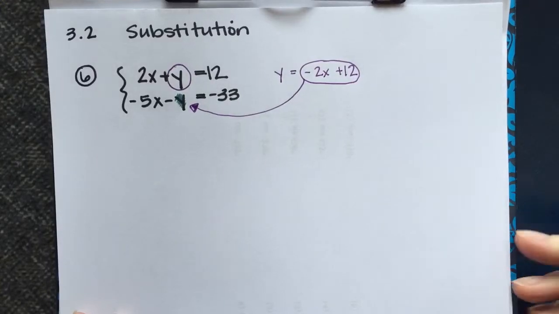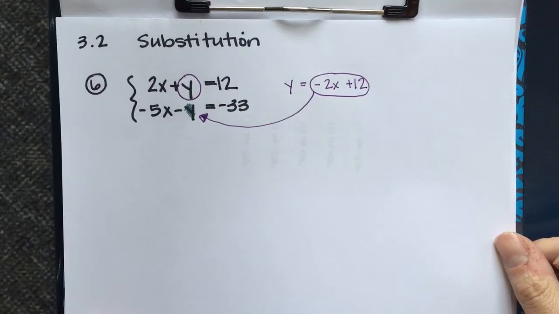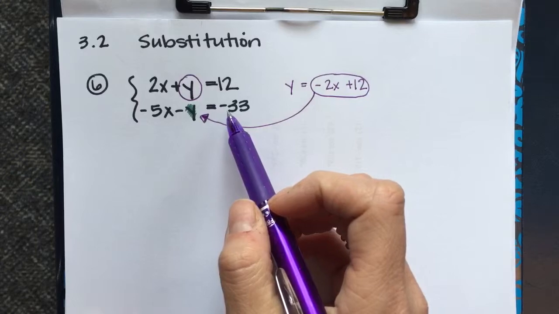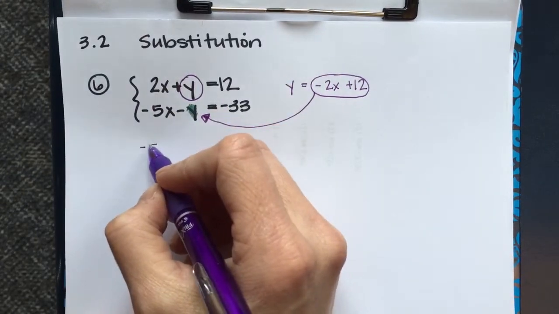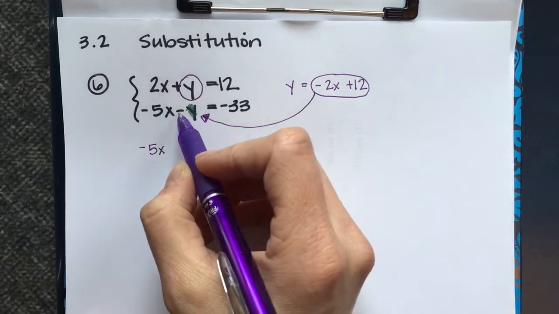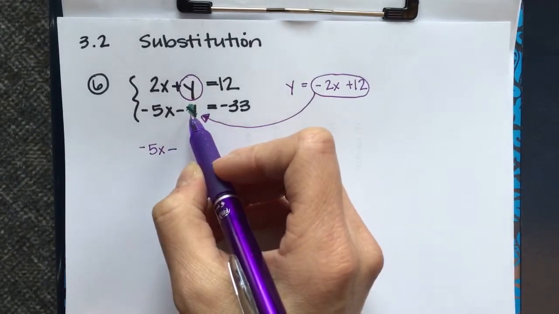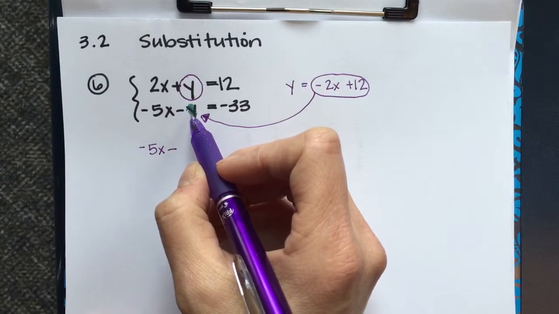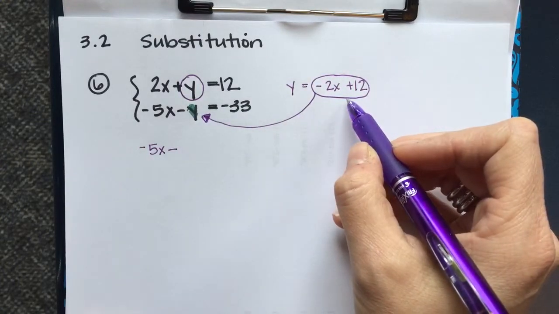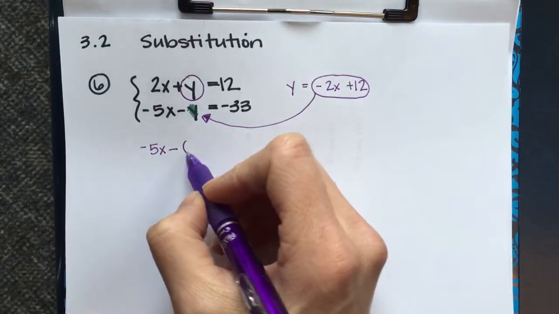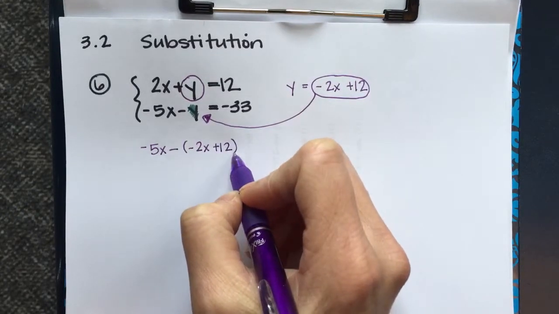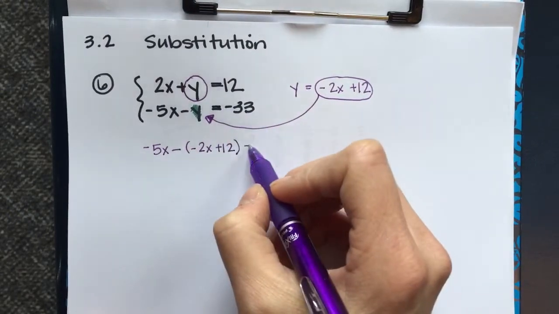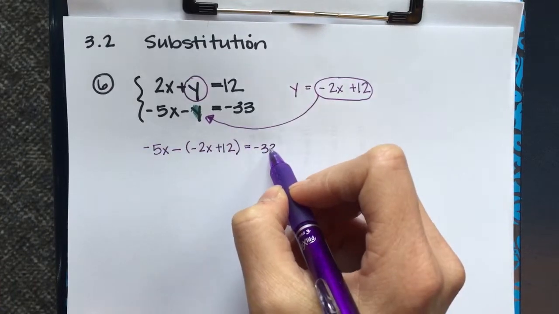Remember that they have to be equal or equivalent in order to substitute them. So everything else stays the same. The rest of this team stays the same. You have your negative 5x minus, now you don't have y because you took your y out, and you're going to replace it with its equivalent, negative 2x plus 12, and then equals negative 33 still.